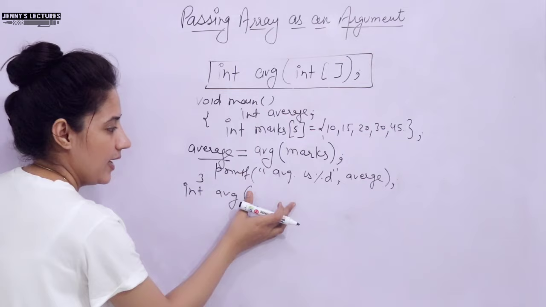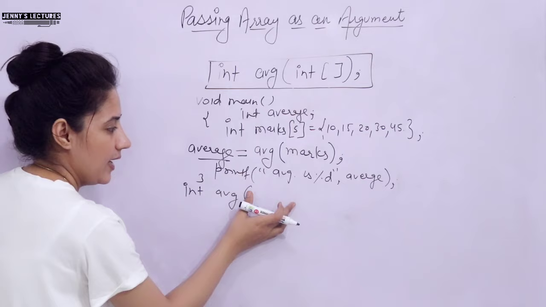Because 5 is size, 5 into 4, 20. But here if you will write sizeof marks, here in this function, it will print 4 bytes, because it is a pointer, it's not a complete array. This thing I'll show you practically. So now let me show you practical of this. Let me just run this code and see what output you are getting.